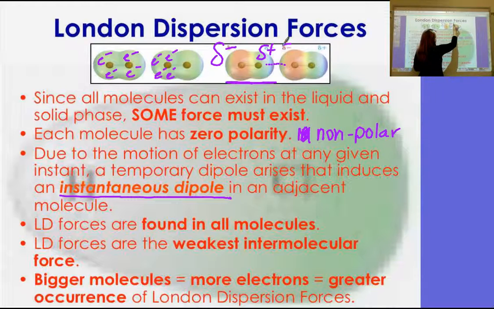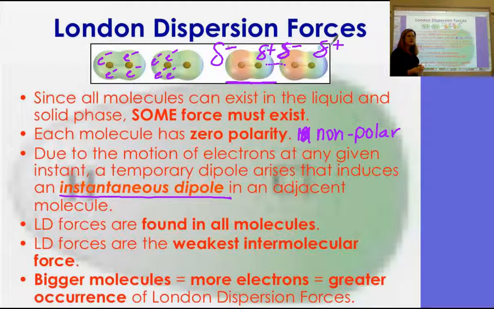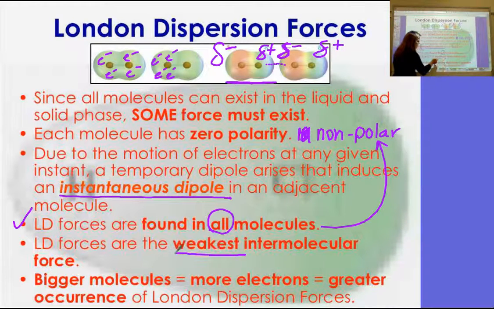If this end is partially negative, think of a magnet, it's going to force this end to be partially positive, and this end to be partially negative and this end to be partially positive. It's kind of like a domino effect of magnets that can actually change where the electrons are located if you put a magnet up to your molecule. So LD forces are found in all molecules. This is going to be key right here: all molecules, even the nonpolar molecules, because it has to do with where the electrons are located. They are the weakest, again, because it only lasts for an instant.